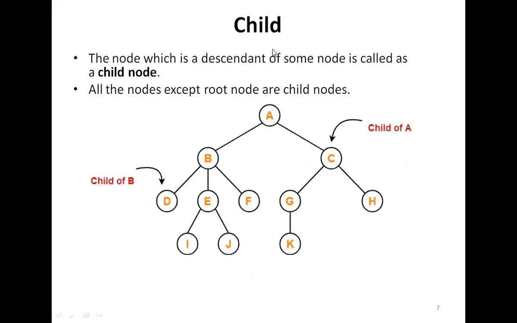Next is child. The node which is a descendant of some node is known as the child node. You can see node C is the descendant of node A. Similarly, node B is the descendant of node A. And node D is the descendant of node B. Node G is the descendant of node C. So the node which is the descendant of some other node is known as a child node. C is the child of A, B is the child of A, D is the child of B, E is the child of B, like this. Is that clear?